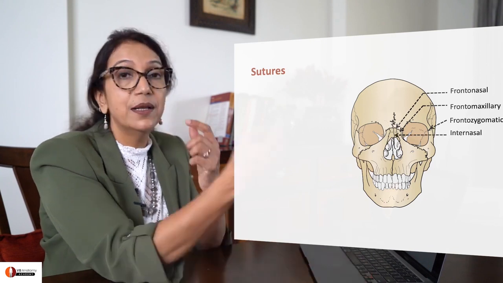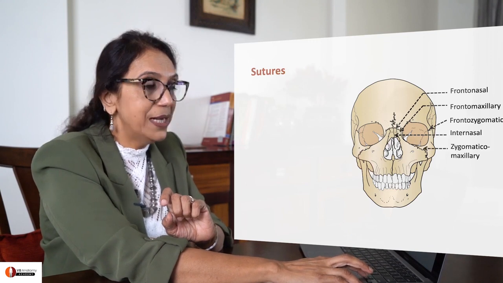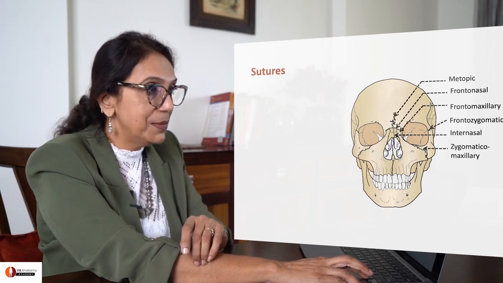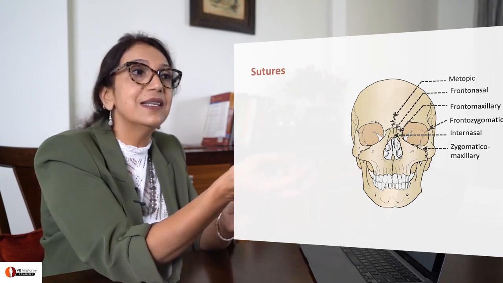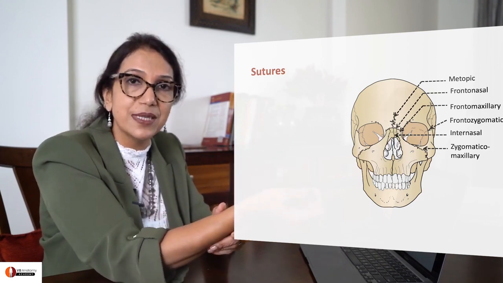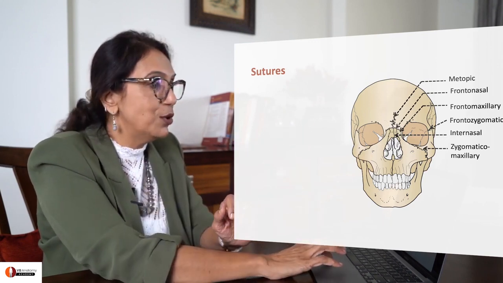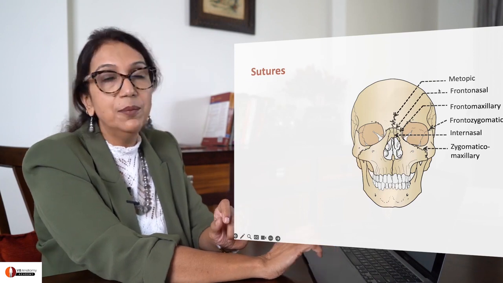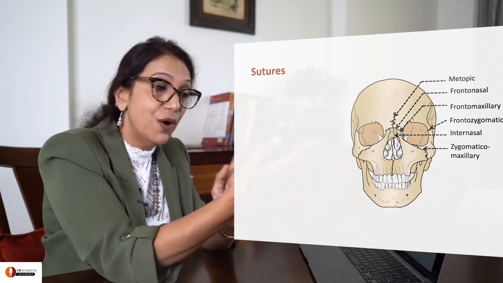Here in the middle, the two nasal bones articulate, internasal suture. When the zygomatic meets the maxillary, zygomatico-maxillary suture. And here in the midline, you can see a suture that you have not seen commonly. That's the metopic suture, seen in about 6% of the individuals. So, what are the sutures you saw? Frontal bone with the nasal bone, frontonasal, frontomaxillary, frontozygomatic, internasal, zygomatico-maxillary, and the metopic sutures. So, you saw the bones, you saw the sutures. Let's go forward then.